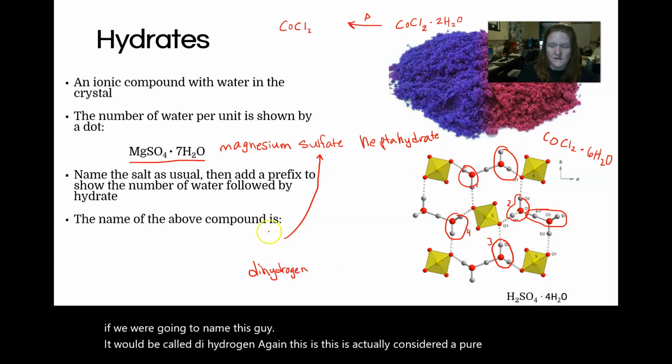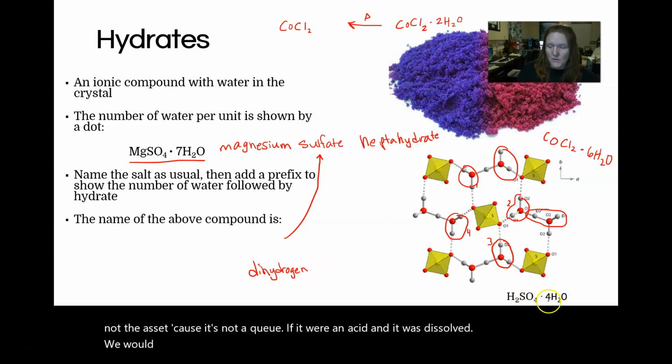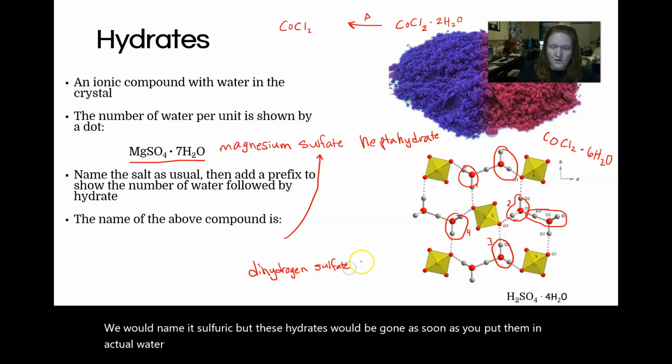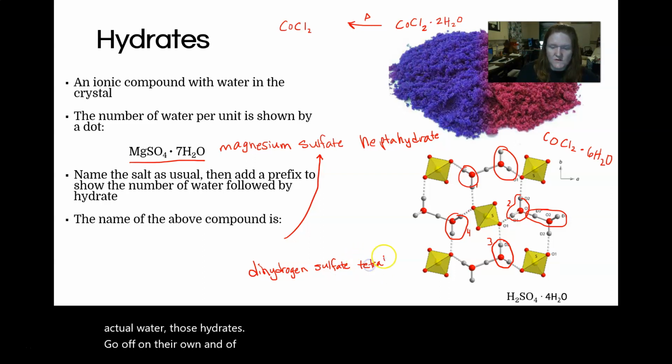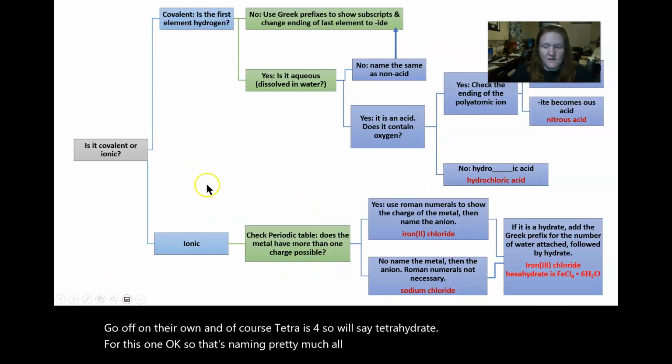Again, this is actually considered a pure substance. It's not the acid because it's not aqueous. If it were an acid and it was dissolved, we would name it sulfuric, but these hydrates would be gone. As soon as you put them in actual water, those hydrates go off on their own. And of course, tetra is 4, so we'll say tetrahydrate for this one. Okay, so that's naming pretty much all the compounds that I can think of.